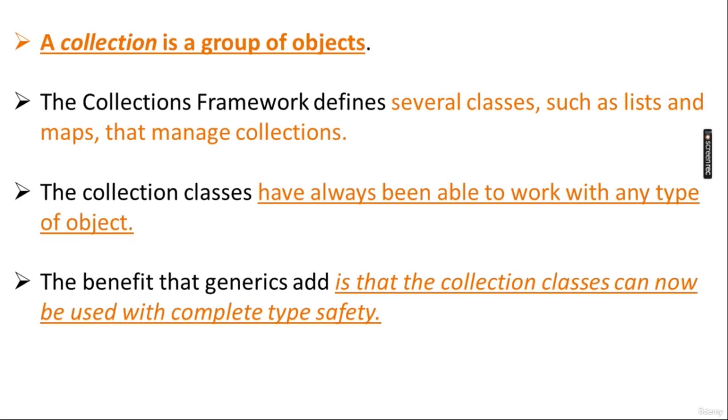A collection is a group of objects. A collection is a group of similar types of objects. It is like an array. In an array, the same data type is grouped together. Likewise, a collection is a group of similar type of objects. The collection framework defines several classes such as lists and maps that manage the collection of objects. The collection classes have always been able to work with any type of object they are operating upon. The benefit that generics add is that collection classes can now be used with complete type safety.